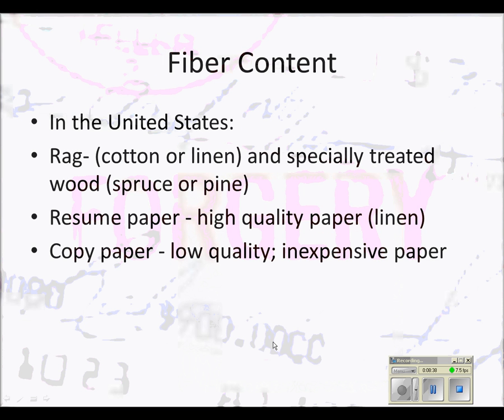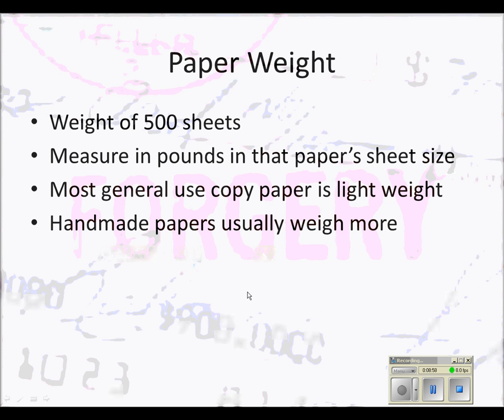Then we can look at fiber content of the paper. In the United States, typically rag is used for money, and that's going to be a cotton or linen that was made from specially treated wood that was of spruce or pine. Resume paper typically is linen, which is high quality, and copy paper is low quality and inexpensive.